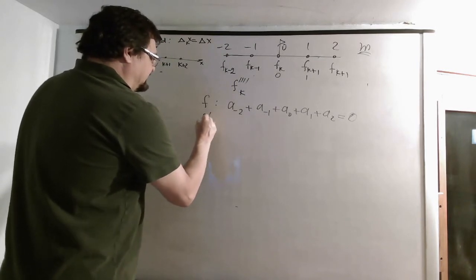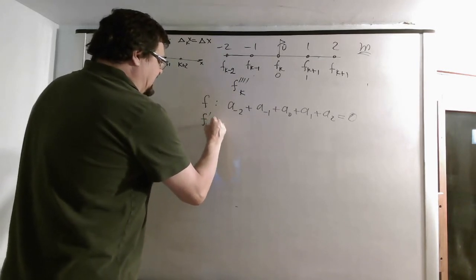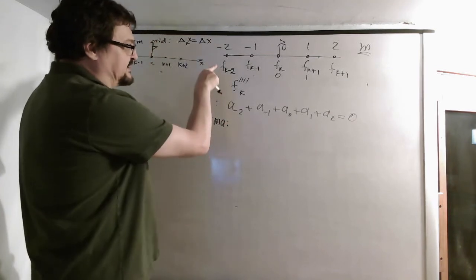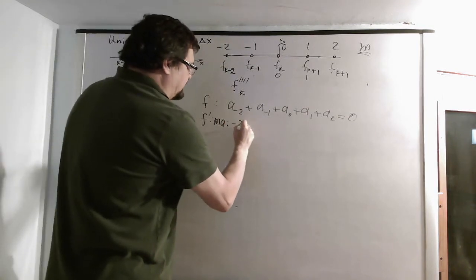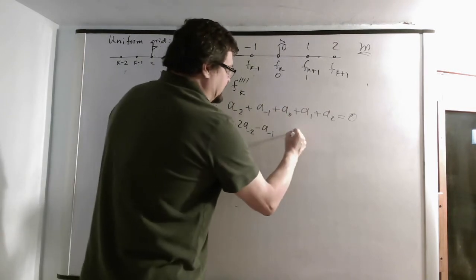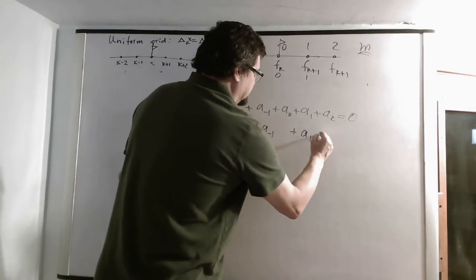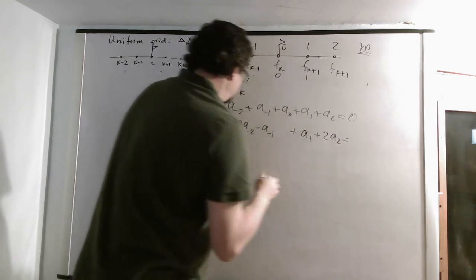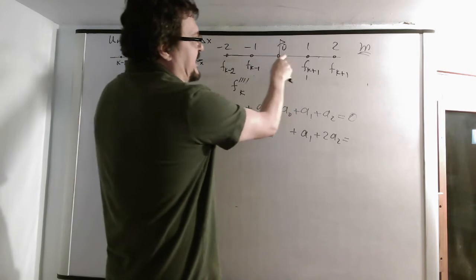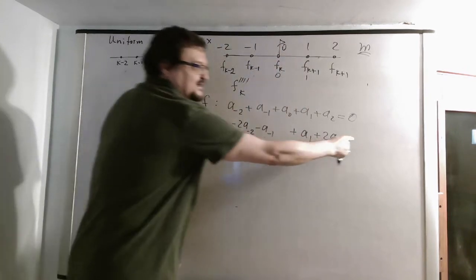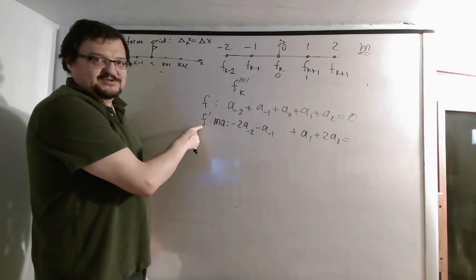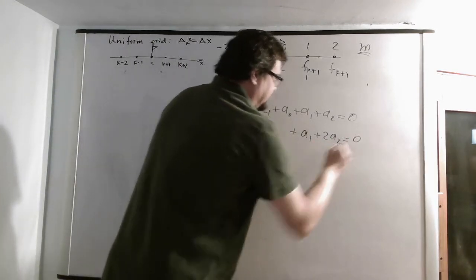First derivative terms come with m times a, so you need to multiply. Here m is minus 2, so minus 2a minus 2, minus a minus 1, this one is 0, plus a1 plus 2a2 equals 0. If you wanted the first derivative using 5 grid points, this is where we would make it 1 here. But we don't want the first derivative, we want the fourth derivative, so here it's 0.